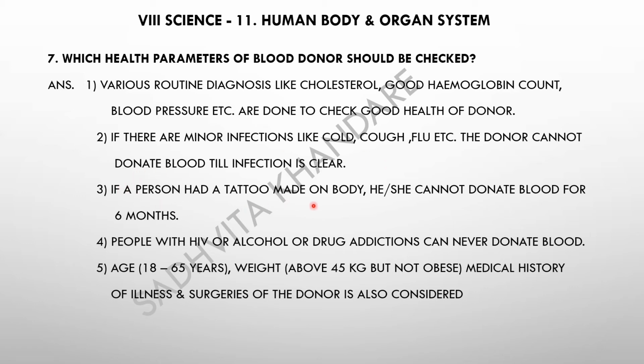If a person had a tattoo made on the body, he or she cannot donate blood for 6 months. People with HIV or alcohol or drug addictions can never donate blood. Age 18 to 65 years, weight above 45 kg but not obese, not very fat, and the medical history of illness and surgeries of the donor are also considered. So children, age, weight, medical history, surgeries, all these things are checked very well before a person donates blood.